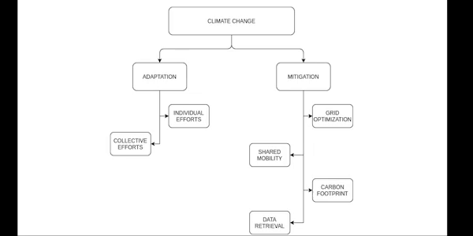So we developed a typology for federated learning solutions for climate change. Here you can see a table that we created. We classify climate change into two categories: climate change adaptation and climate change mitigation. Under adaptation, we talk about individual efforts and collective efforts, while under mitigation, we talk about grid optimization, shared mobility, carbon footprint, and even data retrieval.